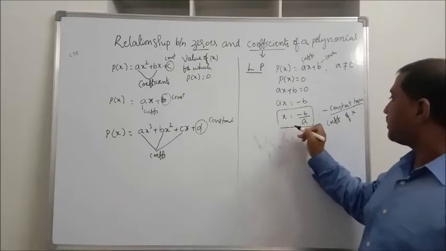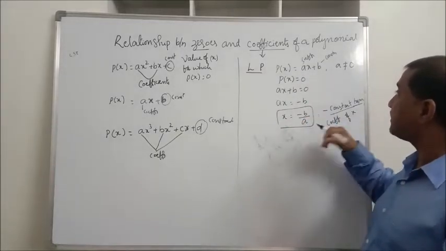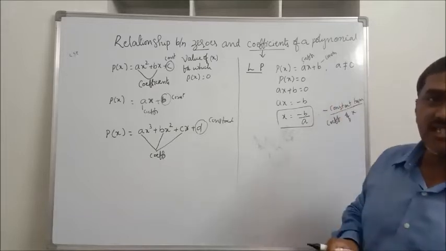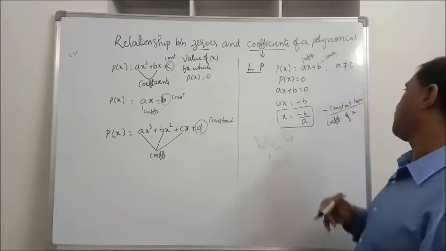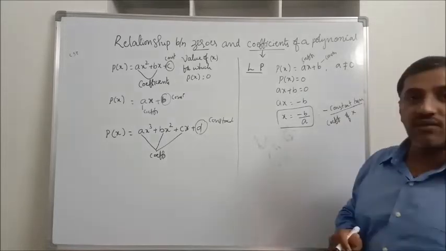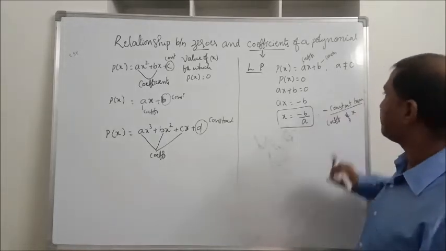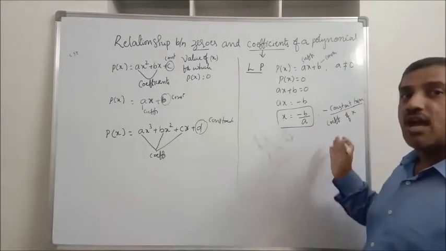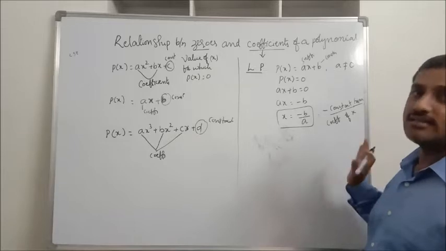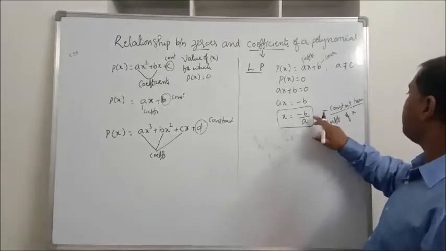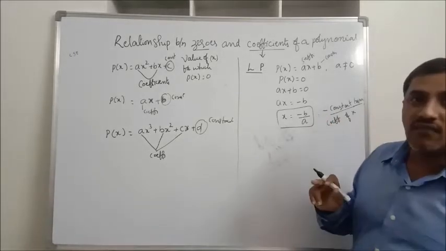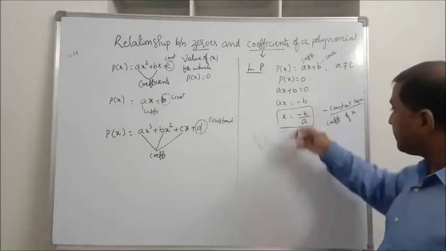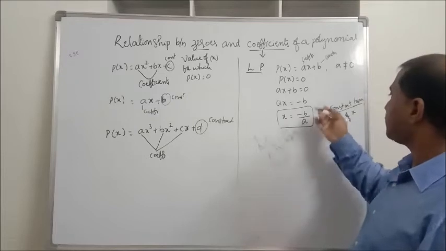So here the zero of the linear polynomial depends on its coefficient and constant. That is, minus b by a is equal to minus of constant term divided by coefficient of x. This is the relationship between the zero of a linear polynomial with its coefficient and constant term. So based on this we can write the zeros of the polynomial.